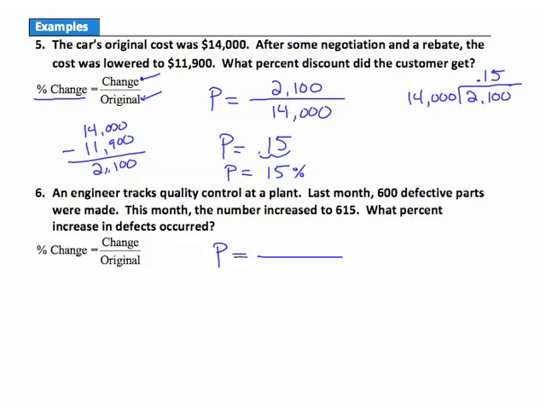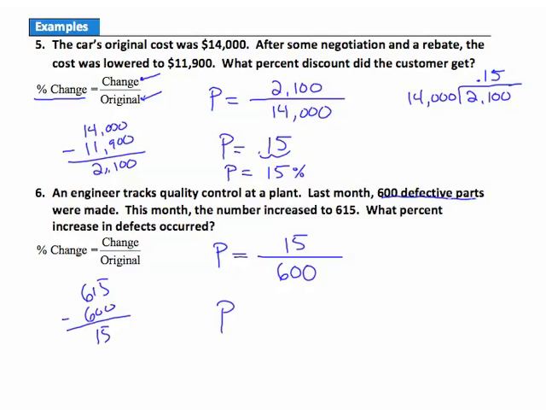Let's start with the original amount. Well, we started out with 600 defective parts. That's our original amount, so we're going to write 600 in the bottom, and now we want to get the change in the top. Well, the change is the difference between these two values. So we have 615 minus 600, and that gives us a difference of 15. So that's going up here in the top.